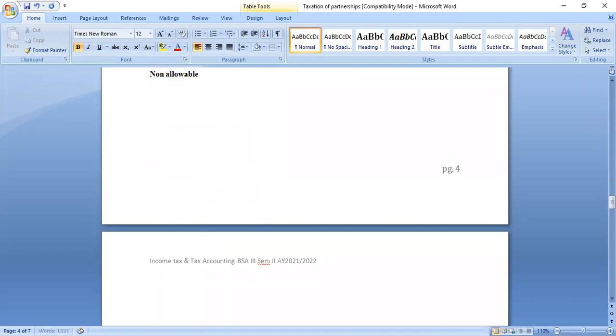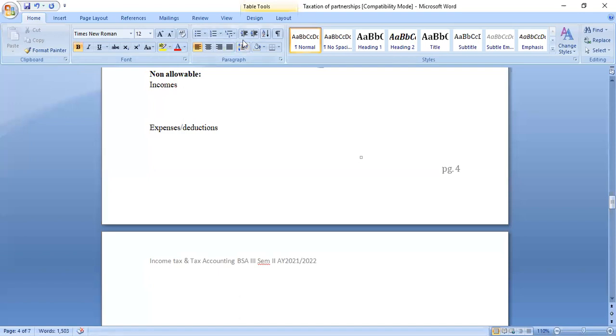Okay, I'm saying we have two items. We have what you call incomes, and then we have expenses or deductions. Which ones do we usually take as non-allowed?